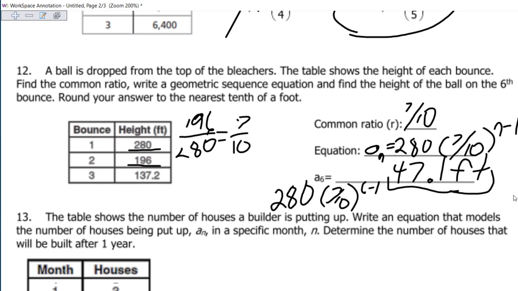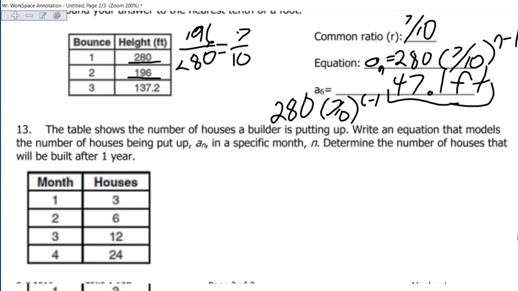We are going to talk about building houses. So the table shows the number of houses a builder is putting up. Write an equation that models the number of houses being put up, a sub n, in a specific month, n. Determine the number of houses that will be built after 1 year.